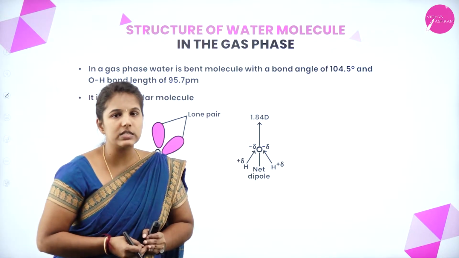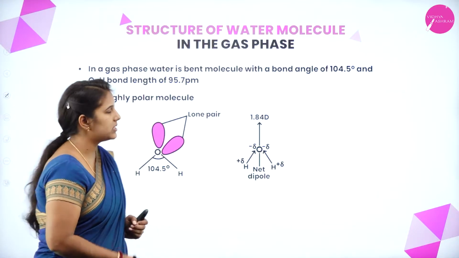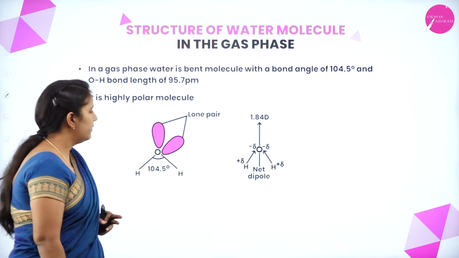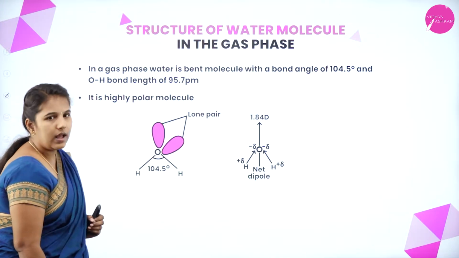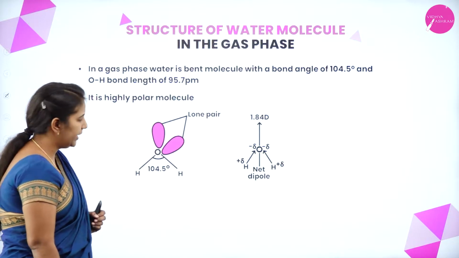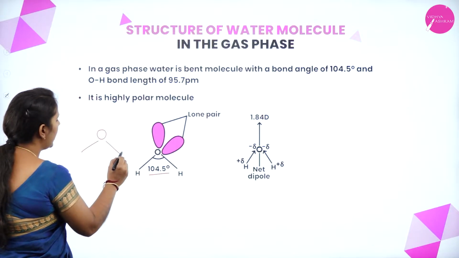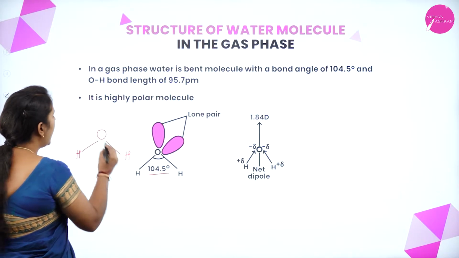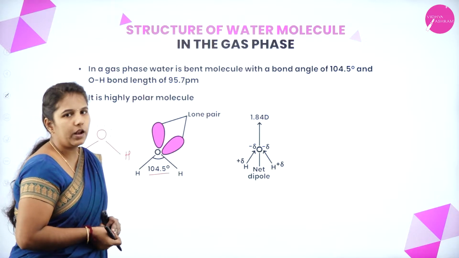Next, we are going to understand the structure of water in the gas phase. Okay. In the gas phase, the water molecule is present in a bent structure with a bond angle of around 104.5 degrees. So you can see that in a water molecule, 2 hydrogen atoms are attached to the oxygen atom, and it has how many lone pairs of electrons? 2 lone pairs of electrons.